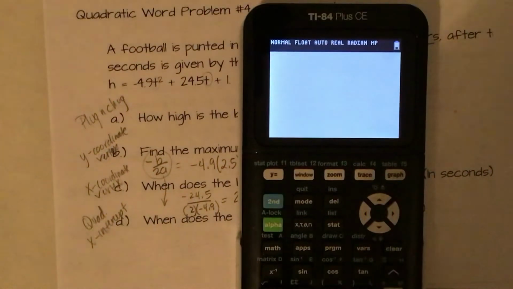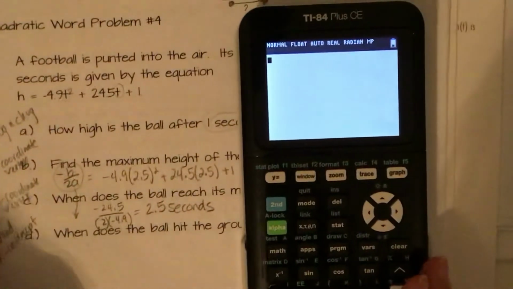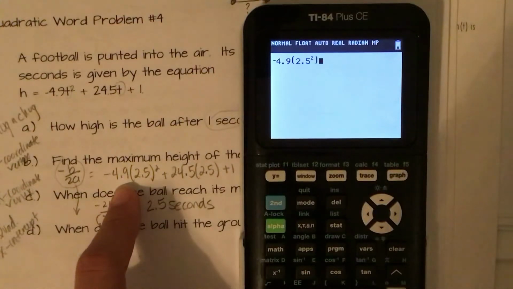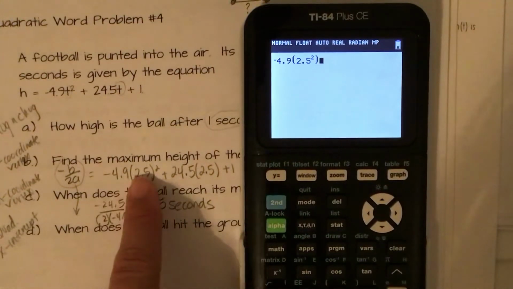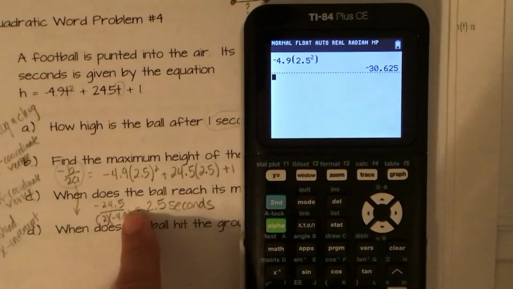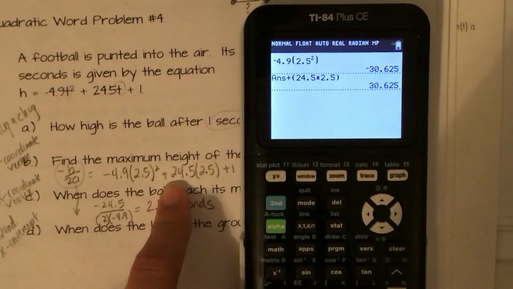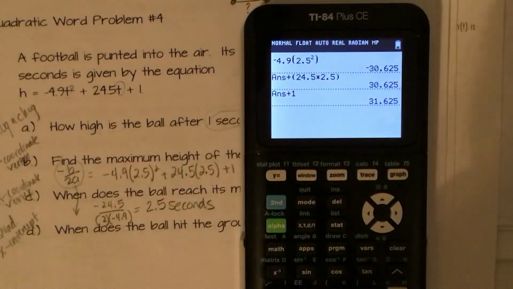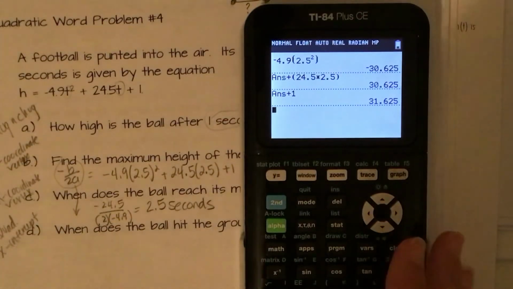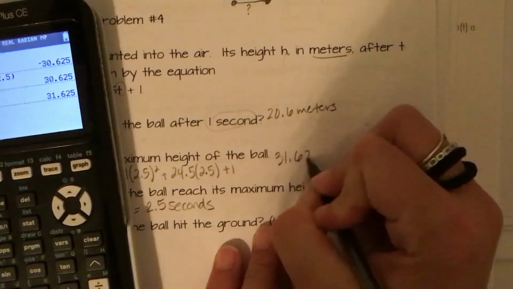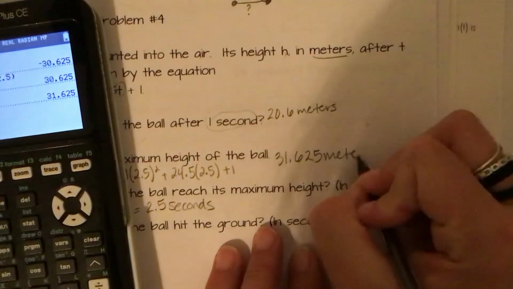All right, so we have negative 4.9 times 2.5 squared. I like to do it section by section, like the first section, then the next section. It's just easier for me, I think. Plus 24.5 times 2.5, and then plus 1. So what is the maximum height of the ball? It's going to be 31.625, and again, this is meters.